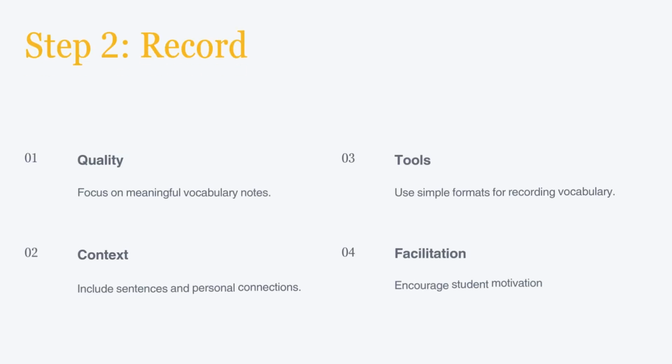Step 2. Record. 1. Quality. Focus on meaning in vocabulary notes. 2. Context. Includes sentences and personal connections. 3. Tools. Use simple formats for recording vocabulary. 4. Facilitation. Encourage students' motivation and engagement.